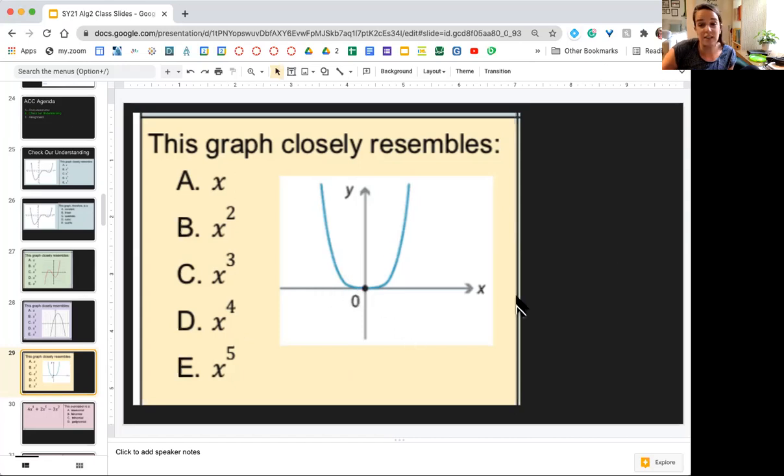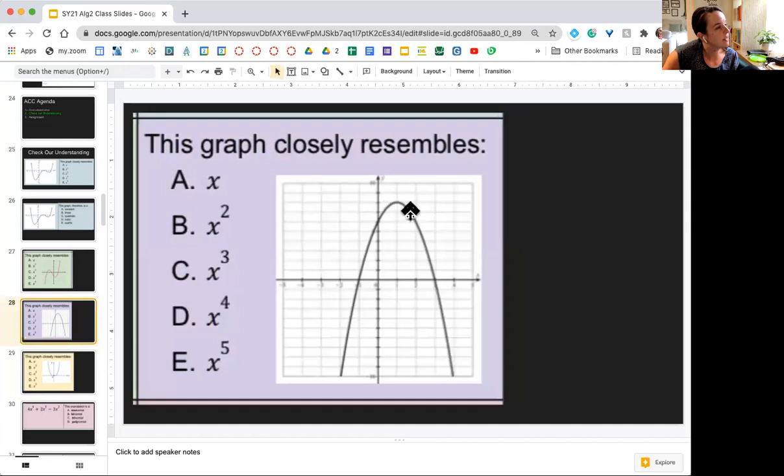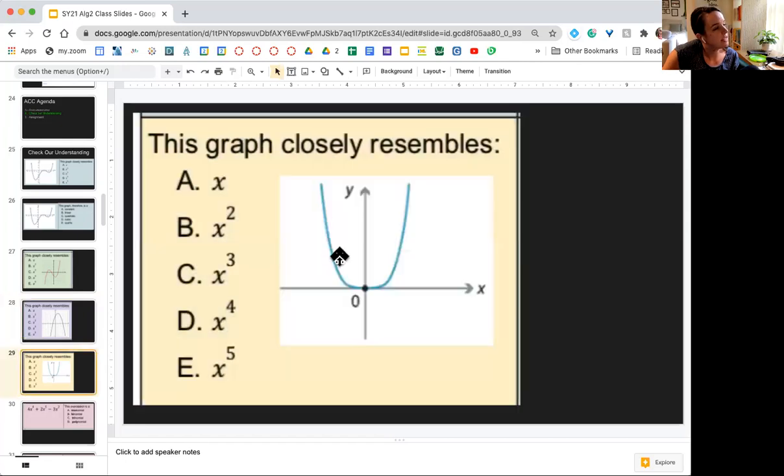For sure. Okay, here's the difference. Here's how you can tell. See on x squared how it just goes up and then comes down, right? That's a normal quadratic. This one here, do you see how it's a little flatter in there? When it's flatter, that's called x to the fourth power. That's a quartic.